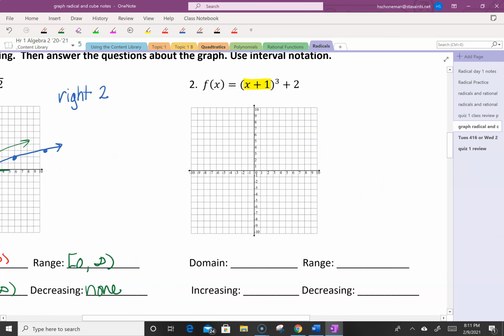All right, let's look at number 2. On number 2, what's in the parentheses shifts it left and right, and it's the opposite of what we think. So this one is going to be left 1. Okay? The number outside of the parentheses shifts the graph up and down, and when it's up and down, it's exactly what you think. So this one's going to be up 2. So my starting point is going to be over 1 and up 2.